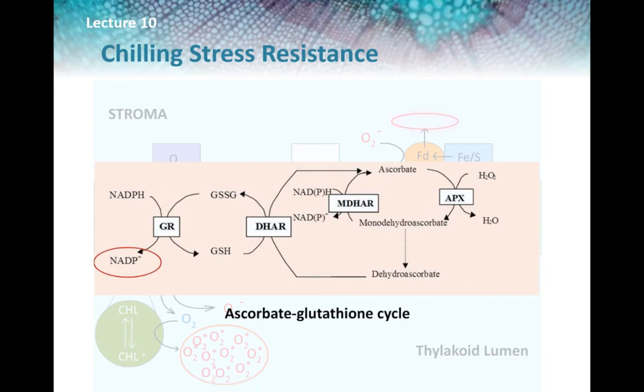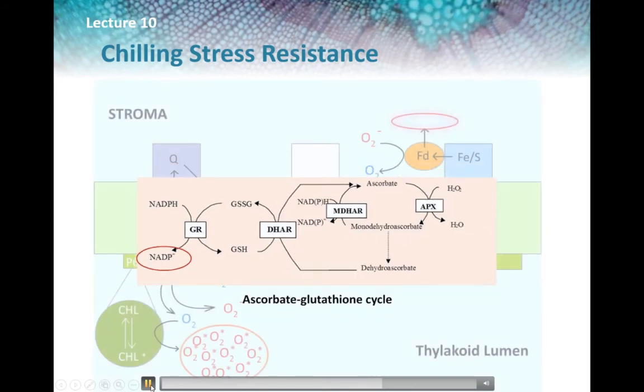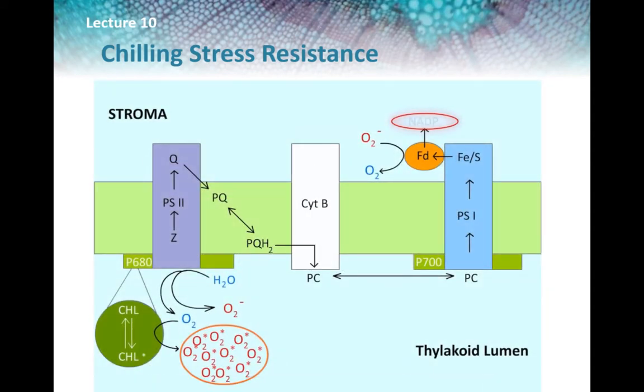The generation of electron acceptors, NADP, by the ascorbate glutathione cycle helps prevent superoxide formation at photosystem 1 as well as singlet oxygen formation. It will restore the balance between the NADP and the NADPH.